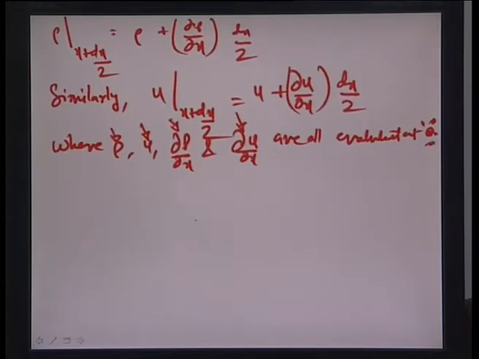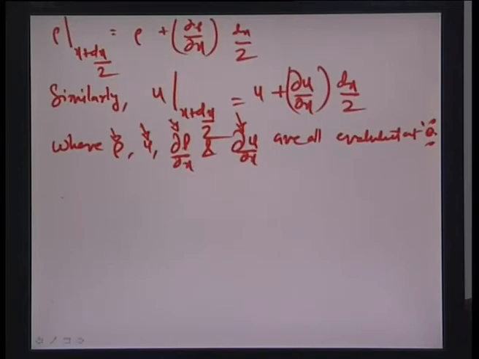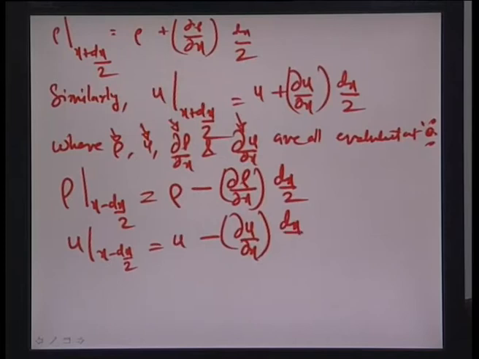So, therefore, we can write similar equations for the other face, that is the face on the negative side, this particular face, and here we can say rho at x minus dx by 2 is essentially equal to rho minus d rho by dx times dx by 2, and u at x minus dx by 2 is essentially u minus del u by del x times dx by 2.